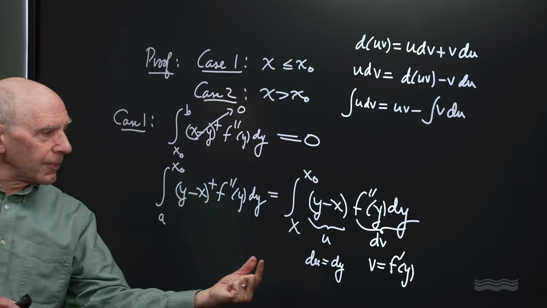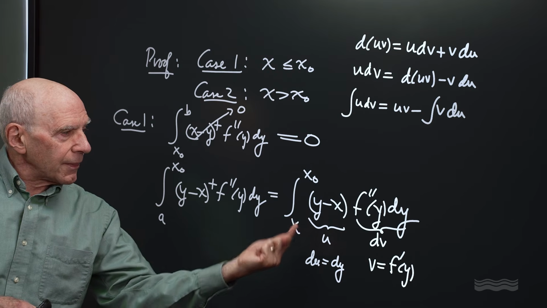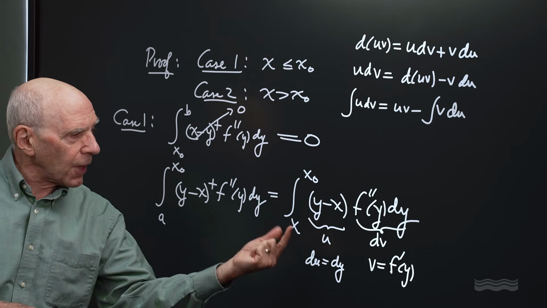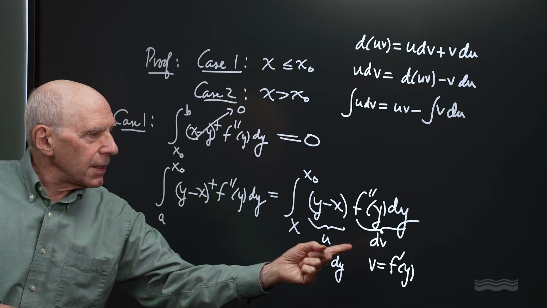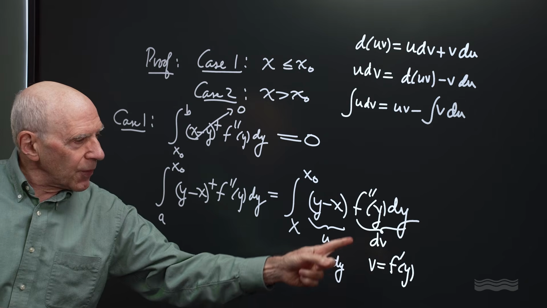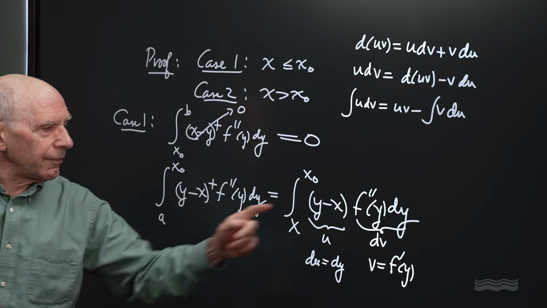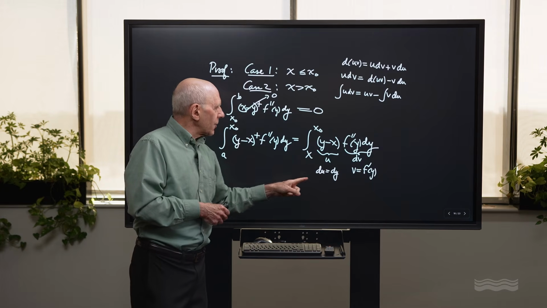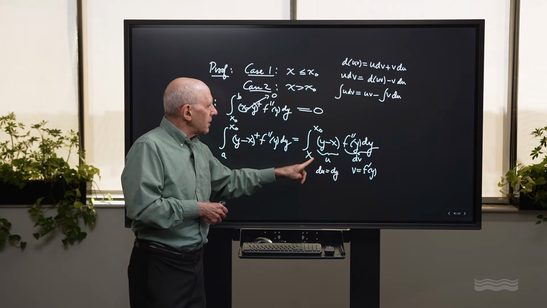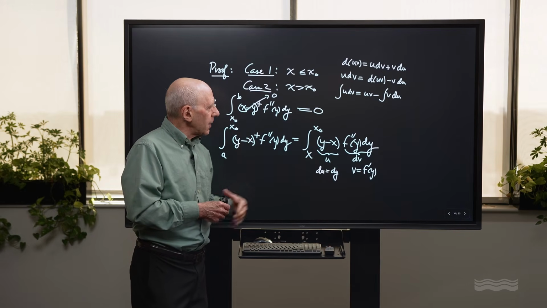Well, in this integral, we can choose u to be y minus x as a function of y, because we're doing an integral of a function of y. The x is fixed. dv we'll take to be f double prime of y dy. Well, for v, we need an antiderivative of that. Obviously, an antiderivative of f double prime is f prime. The second derivative antiderivative is the first derivative. And then the derivative of y minus x with respect to y is du, which is just dy, because that's linear.